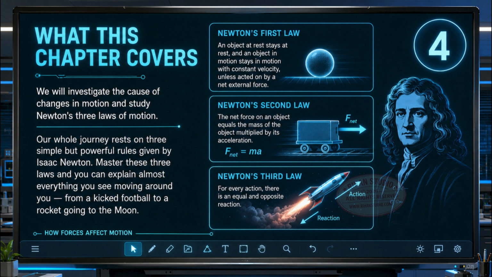What this chapter covers. Our whole journey rests on 3 simple but powerful rules given by Isaac Newton. Master these 3 laws and you can explain almost everything you see moving around you, from a kicked football to a rocket going to the moon.